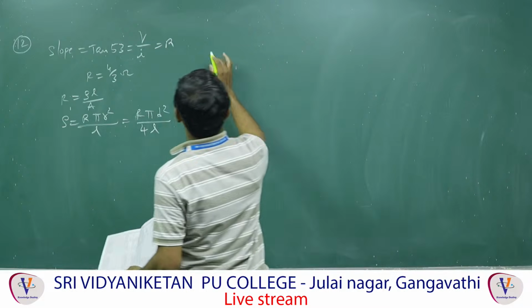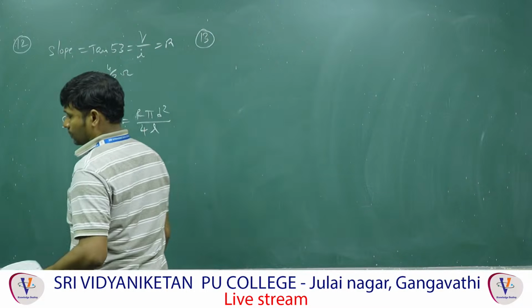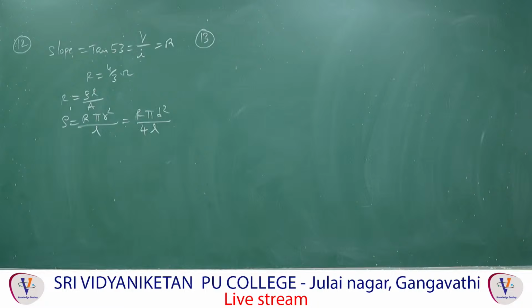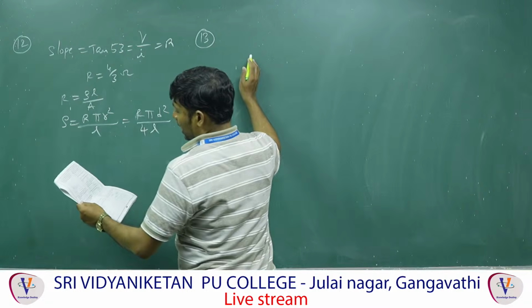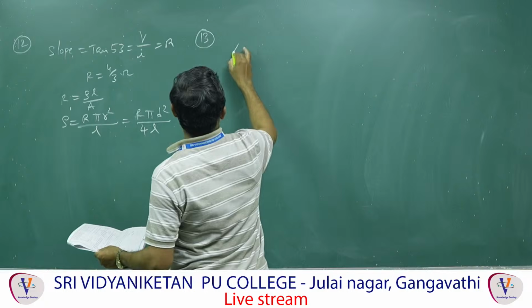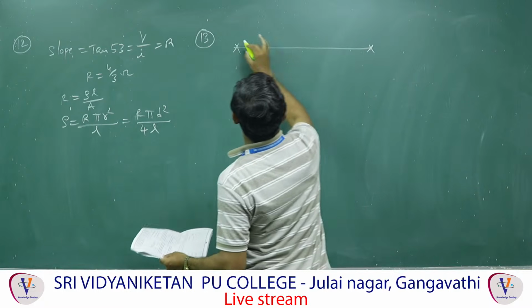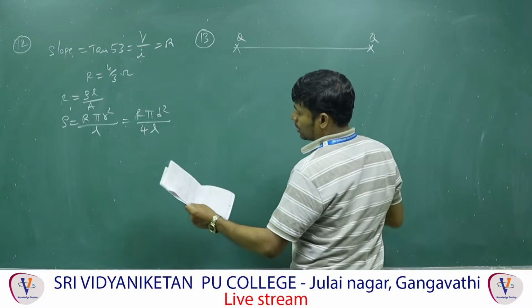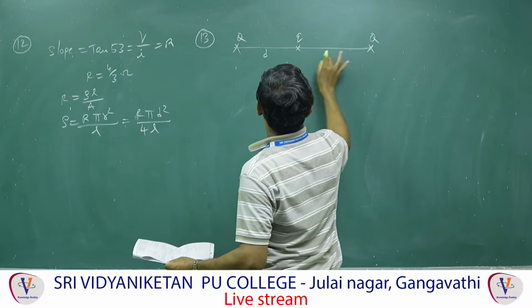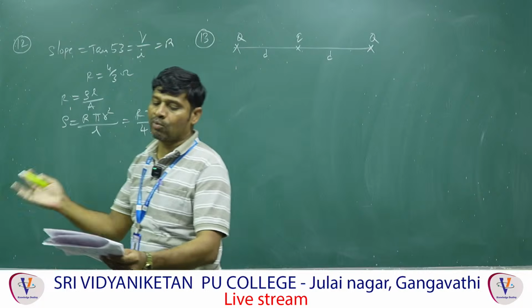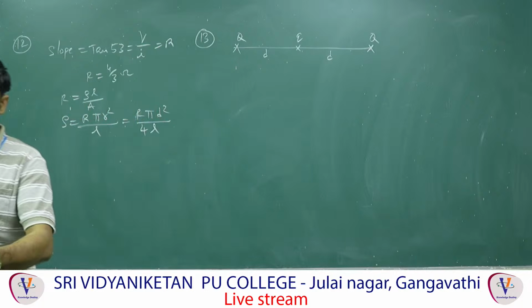Now problem number 13. A charge Q is placed at the center of the line joining the two charges, like this one. One capital Q, and this one is also capital Q. Exactly at the center, with distance D and D. The separation between them is equal, taken as D.